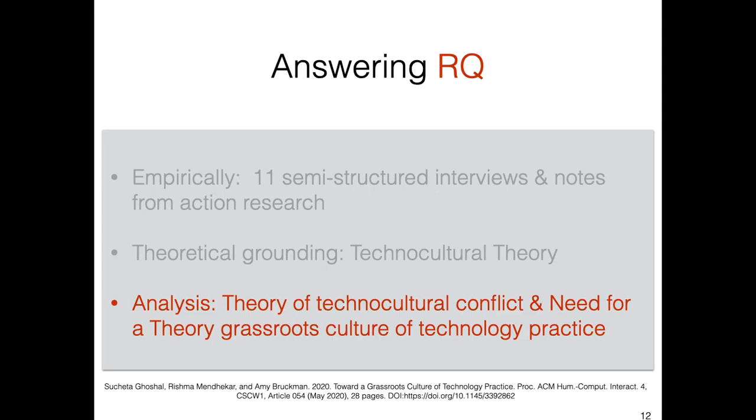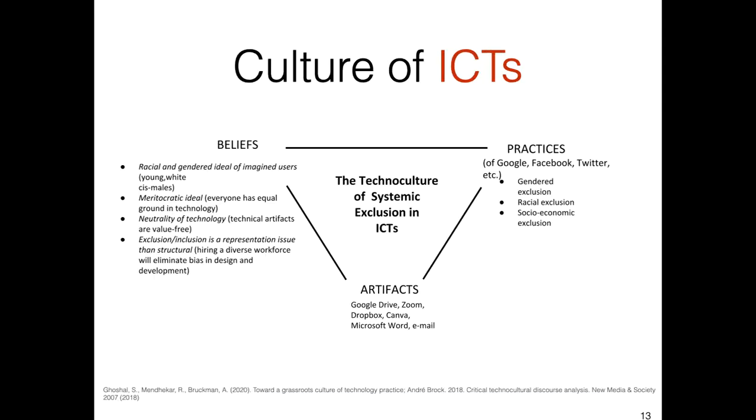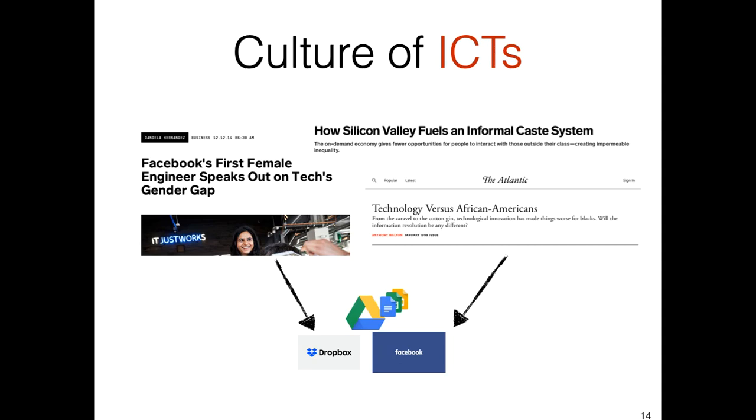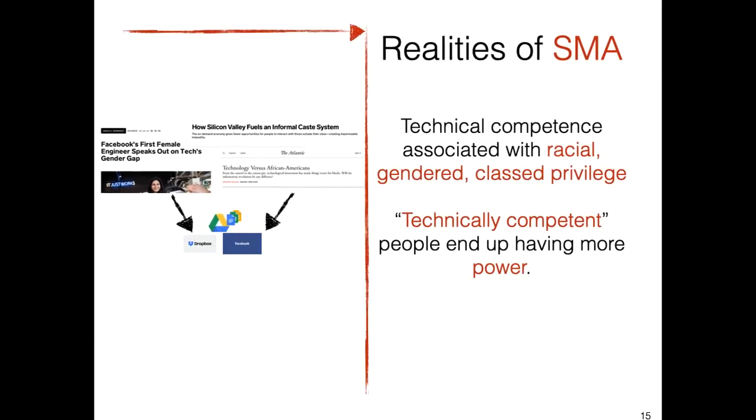As we note in this diagram, the ICTs used by the SMA, artifacts like Google Drive, Zoom, etc., when seen through the lens of technocultural theory, become cultural expressions of corporations that produce them. A culture that has shown steady patterns of racial, gendered, and classed exclusions. Essentially, SMA's experience of these ICTs resemble a lot of how these ICTs were produced in the first place.